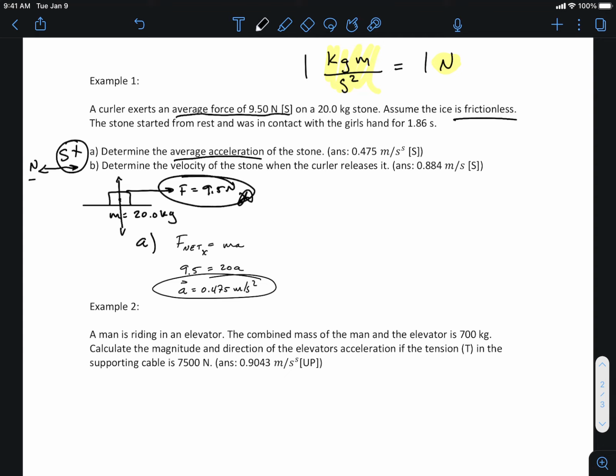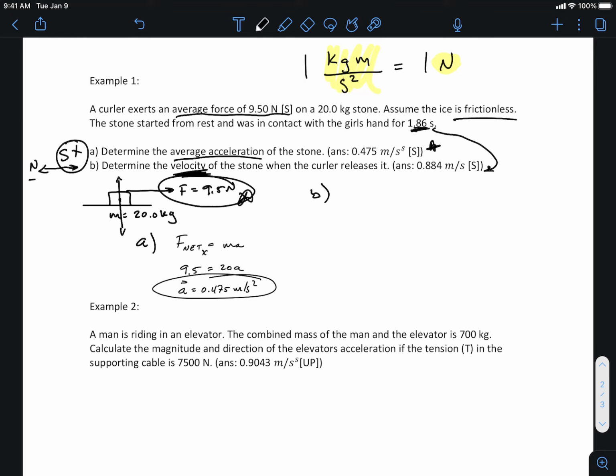Okay, I was also saying at the office hours, some of the harder questions here, like determine the velocity, they don't tell you to do this, right? And so that's where the questions get a little bit more difficult. It's like a puzzle, right? We have to navigate to the final answer by looking at the information that's given to us and what we can find, and then use it for the second part of the question. So part B here: determine the velocity of the stone when the curler releases it.